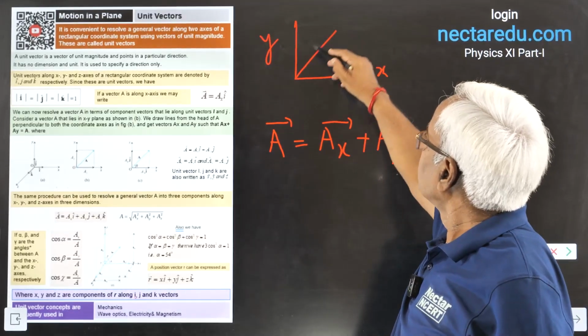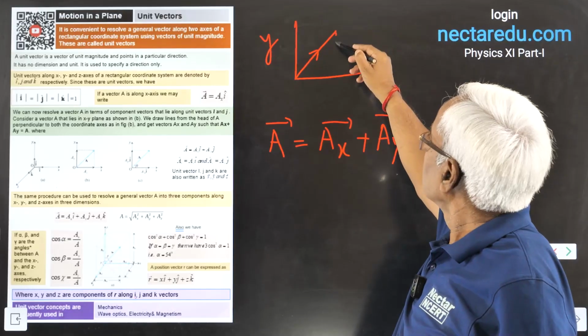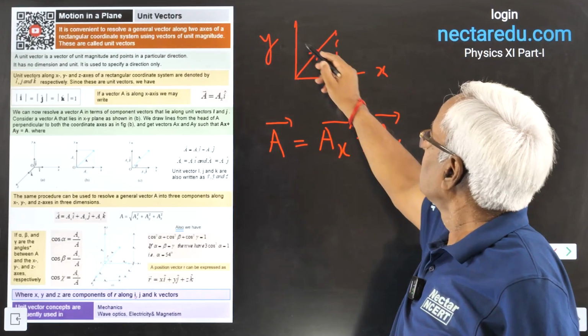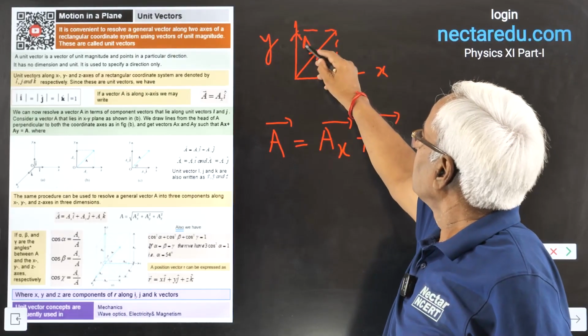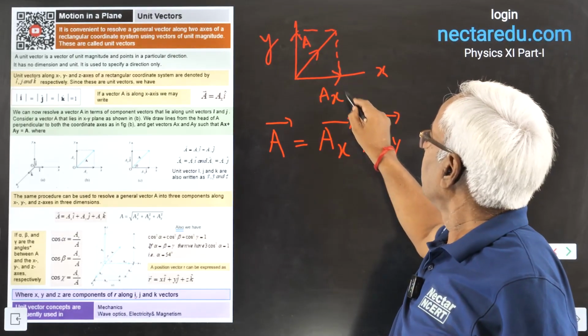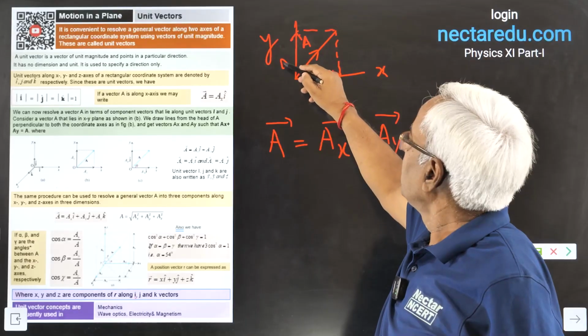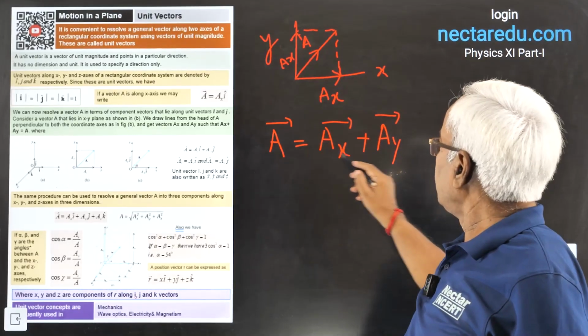There is a vector, say this one. So we consider one component along the x-axis, the other along y. It's a vector A, then it would be ax and it would be ay. You could write this way.